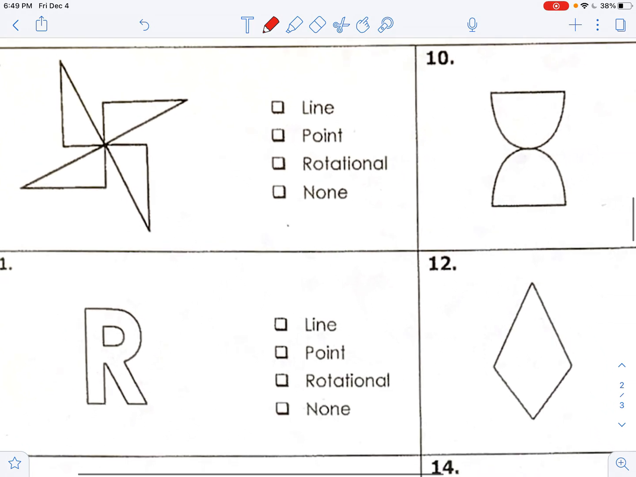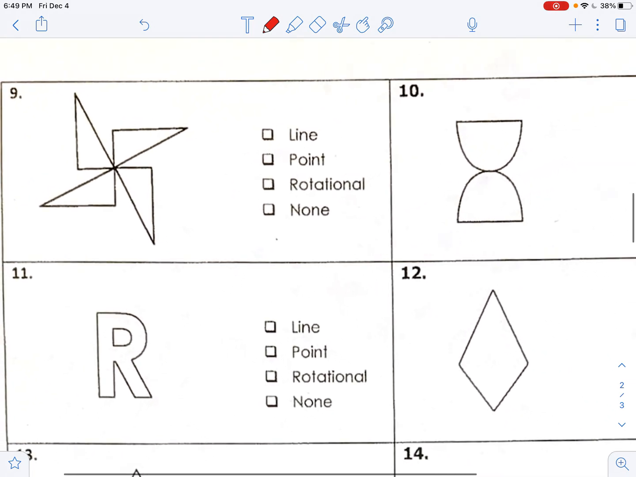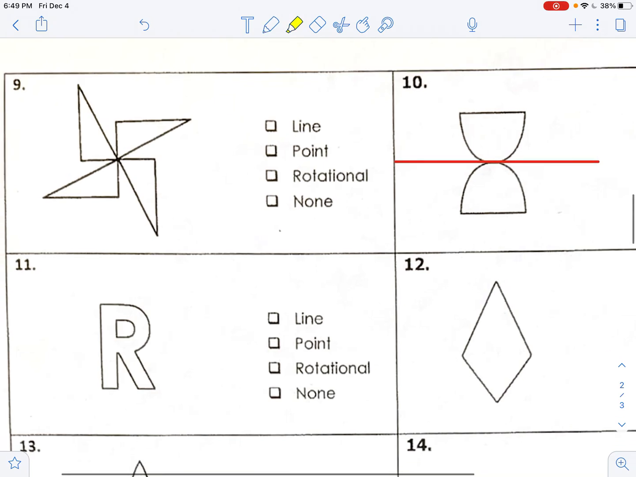Here are some examples that we can take a look at. 10 is a really good example of line symmetry, because if you look at that line right there, let me draw a better line. If I look at this line right here, it looks like I could fold the top half of my hourglass down and it would line up perfectly with the bottom half of this hourglass shape.